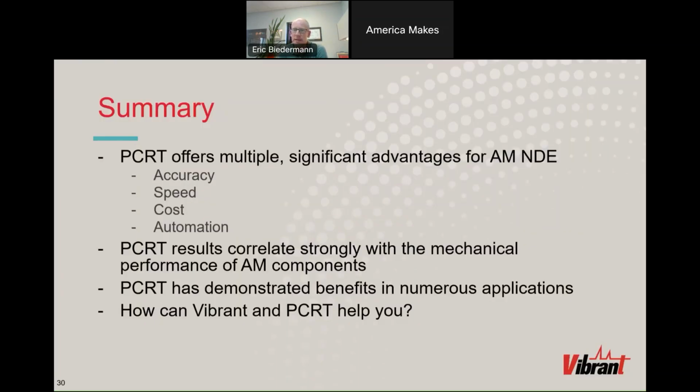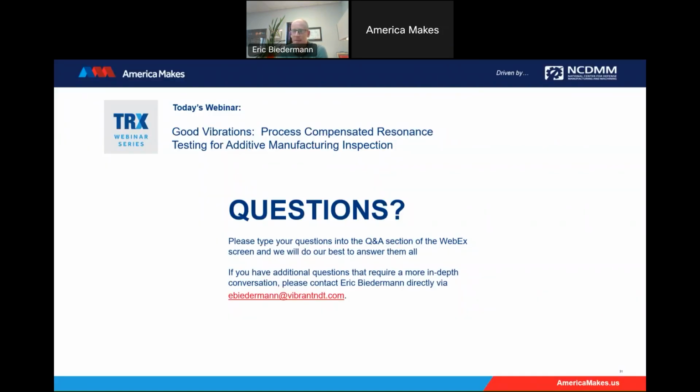So in summary, both the America Makes work and the other examples I provided, we demonstrated that PCRT offers multiple significant advantages for non-destructive evaluation in AM, and that includes the accuracy of the method, its high speed, low cost, high level of automation. We have strong correlation with mechanical performance, and we've demonstrated these benefits in numerous applications. So my main question is, how can Vibrant and PCRT help you? And with that, I'm happy to take all of your questions.